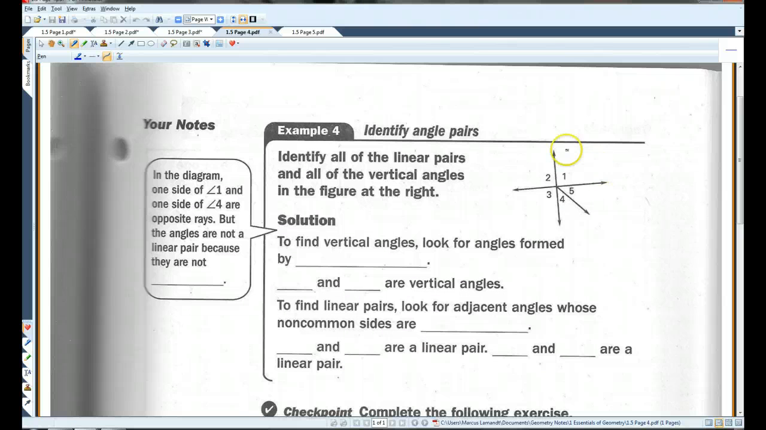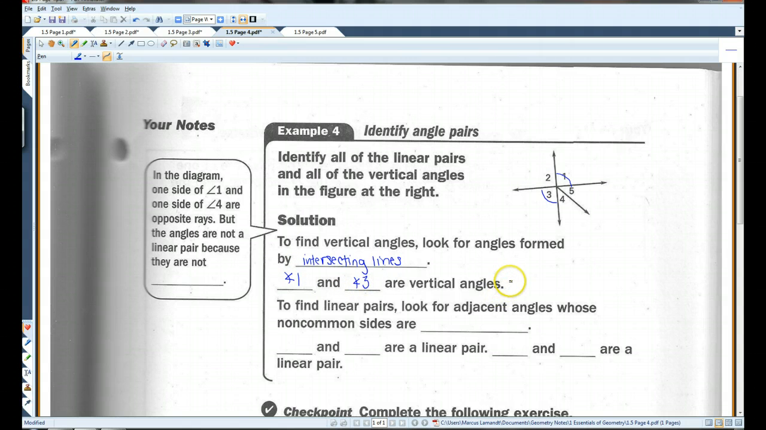Example 4. Identify all of the linear pairs and all of the vertical angles. Okay, so to find vertical angles, we're looking for angles formed by intersecting lines. Okay, so for example, angle 1 and angle 3 are formed by the same intersecting lines. So these are vertical angles.